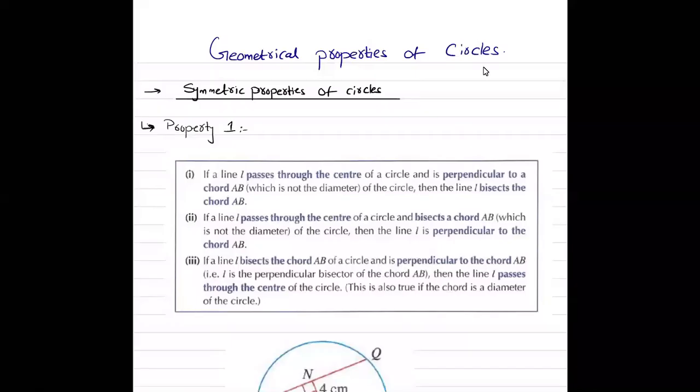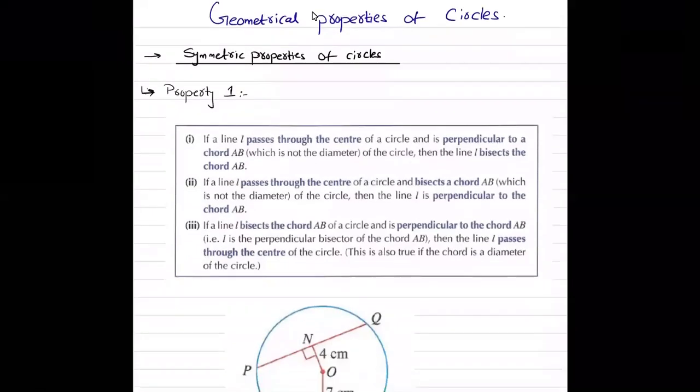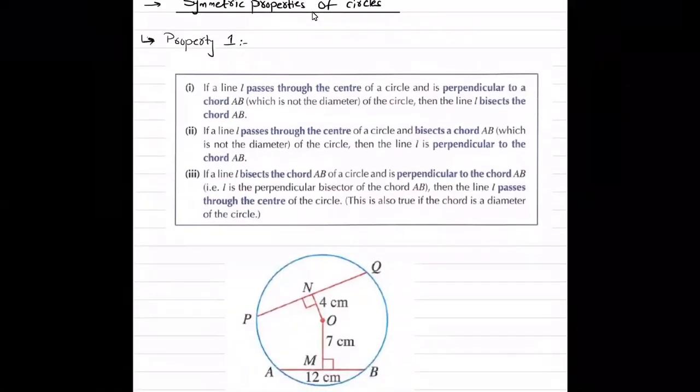Our topic for today is geometrical properties of circles. सबसे पहले we are going to discuss symmetric properties of circle. One of the properties says that, before we do this chapter, you must be aware of the definition of the parts of a circle. For example, what is a chord, what is a radius, what is a circumference, all these things need to be cleared out.